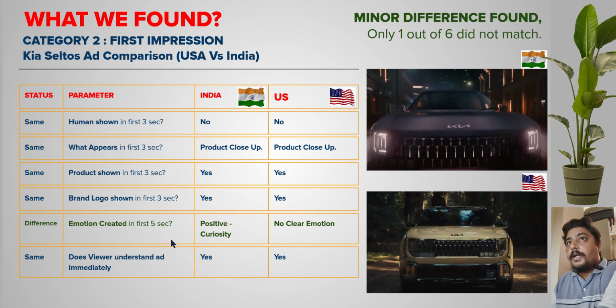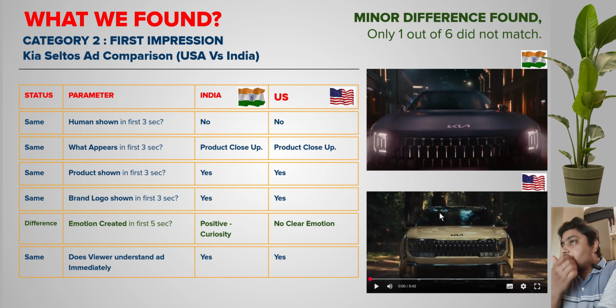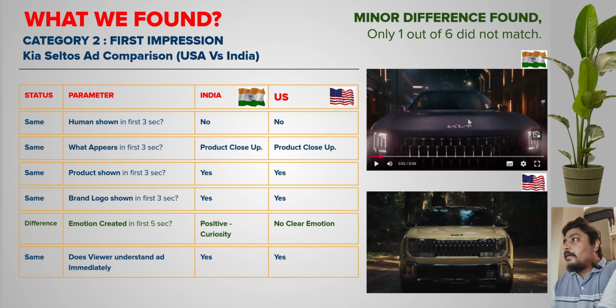Now the last parameter in the first impression is, does the viewer understand the ad immediately? In both scenarios, users were able to understand the ad. The reason was they directly showed the vehicle on the screen. It is pretty much clear in both the ads that this advertisement was made to exhibit a car that is made by Kia.